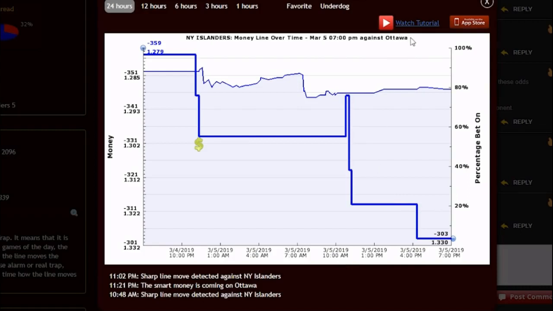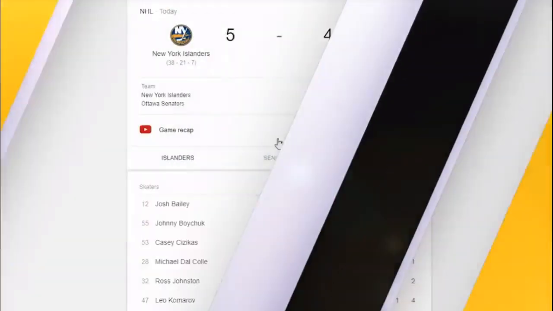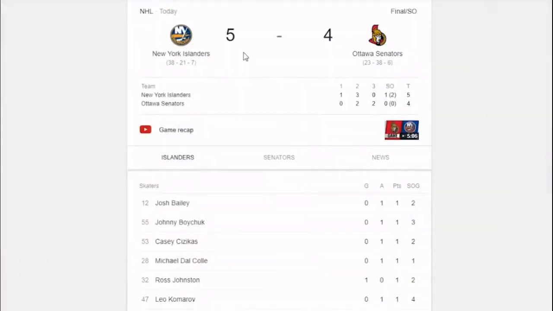Let's check out the result, if our Ottawa spread won. As you can see, actually, we're right again. New York really struggled with this game, and it went to a shootout. Now, the Islanders still won in the shootout, but Ottawa stayed close, and our bet won. So, another win, and we take it.